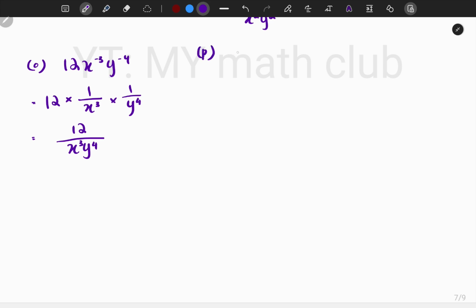Question P. 2x squared to the power of negative 3. All of the questions that you've been doing, it's about the same thing.